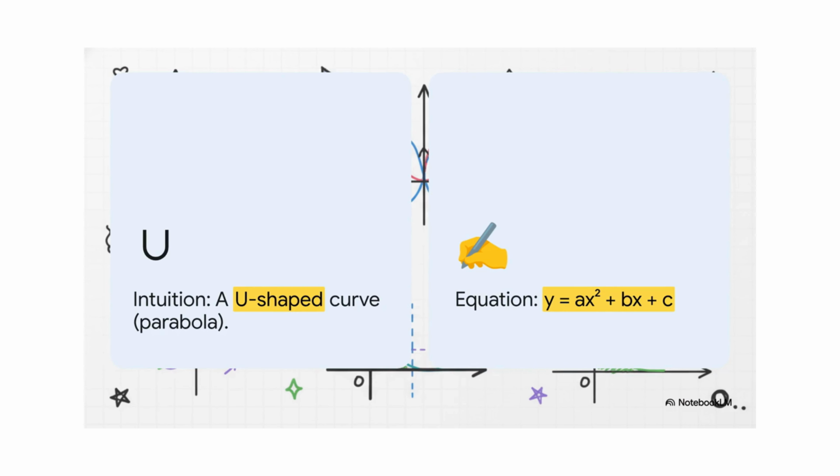Next up, our old friend, the quadratic. The instant you see an x squared in an equation, you should think one thing: a U-shaped curve. We call it a parabola. It can be wide, it can be skinny, it can be right side up or upside down, but the basic shape is always that U.